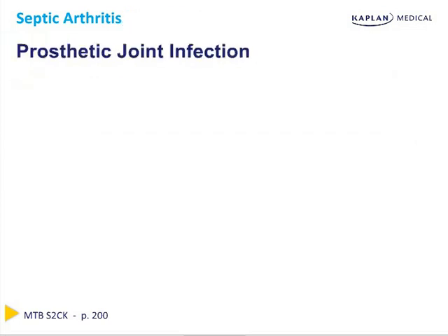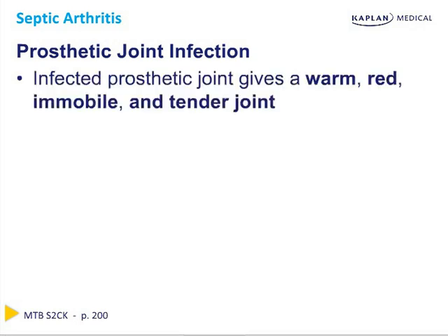An infected prosthetic joint will give you a warm, red, immobile, tender joint. But remember, without an X-ray or CT scan, you cannot tell whether this infection is limited to the joint space or has already spread into the bone around the implantation of the joint. Bottom line, you must do imaging.